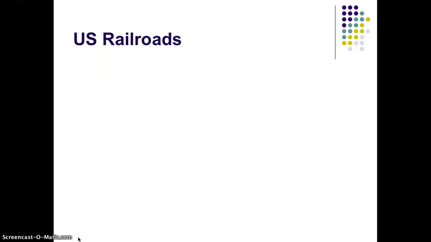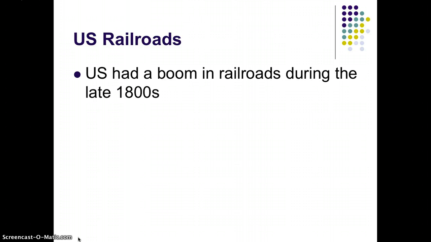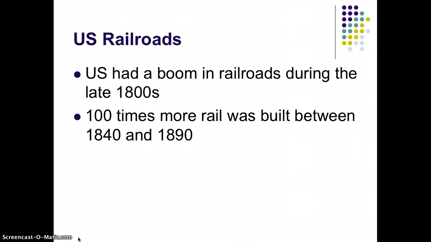Another really important development for the Industrial Revolution in the United States was the development of our railroad system. The United States had a boom in railroads during the late 1800s. There was already a railroad system in the United States, and you could get basically from Boston to Washington, D.C. by train, but that's about it. There wasn't a lot of rail, as we'll see in a second. The best way to travel was still by ship, and if you couldn't travel by ship, horse and buggy, just because it went anywhere you needed it to go.